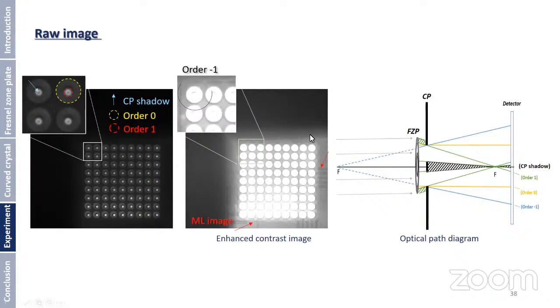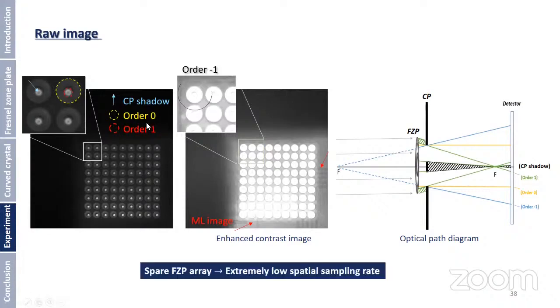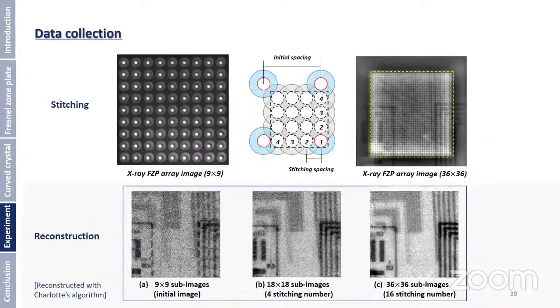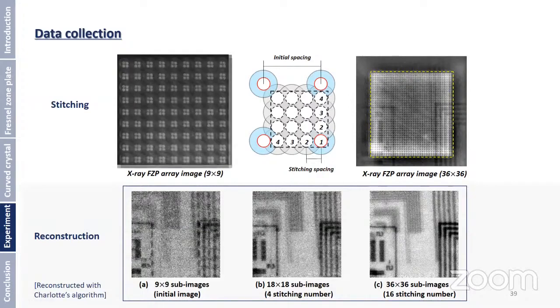What is more important to notice here is the large distance between two micro images, which results in an extremely low spatial sampling rate. To compensate for this, we adopt a stitching method in the image acquisition, which means we captured several images with the Fresnel plate array moved to different places. Then we combined all these images to fill the gaps in the initial array.